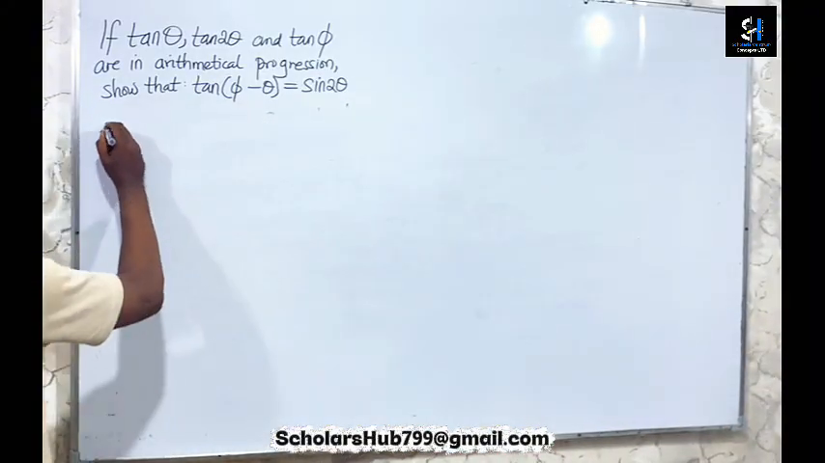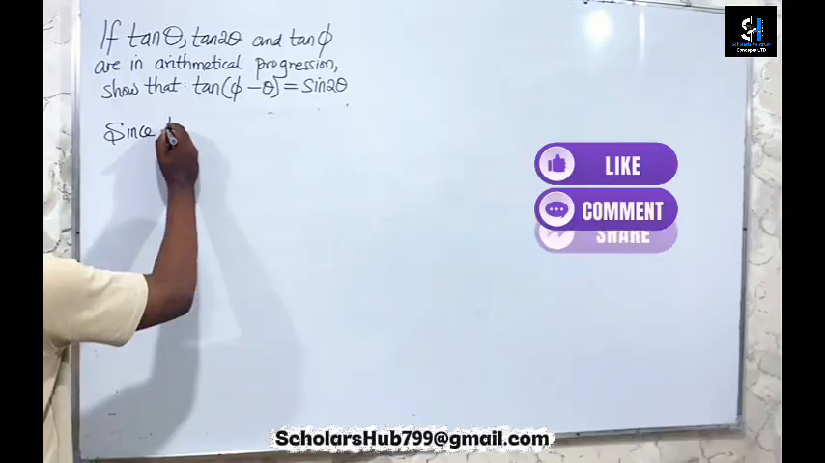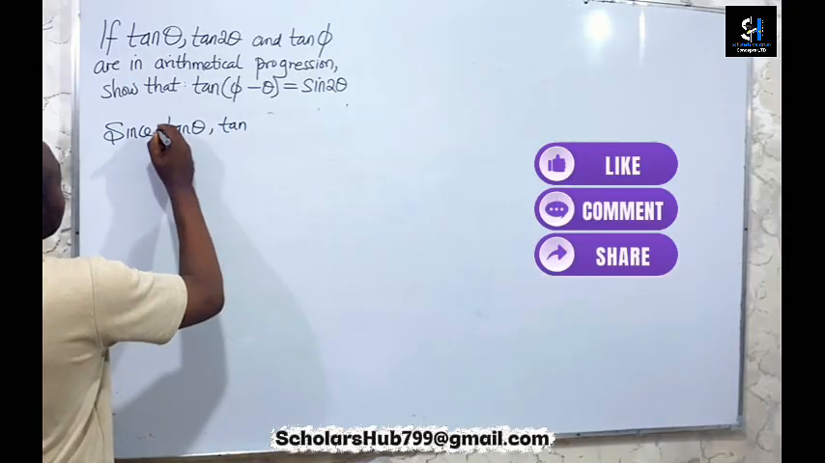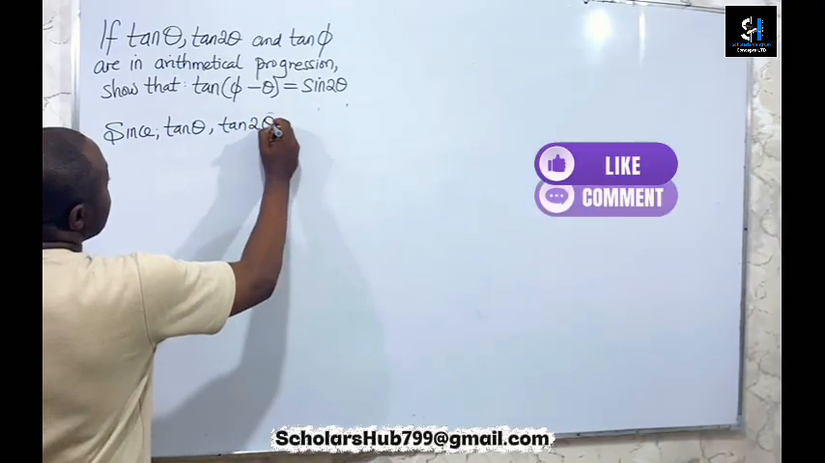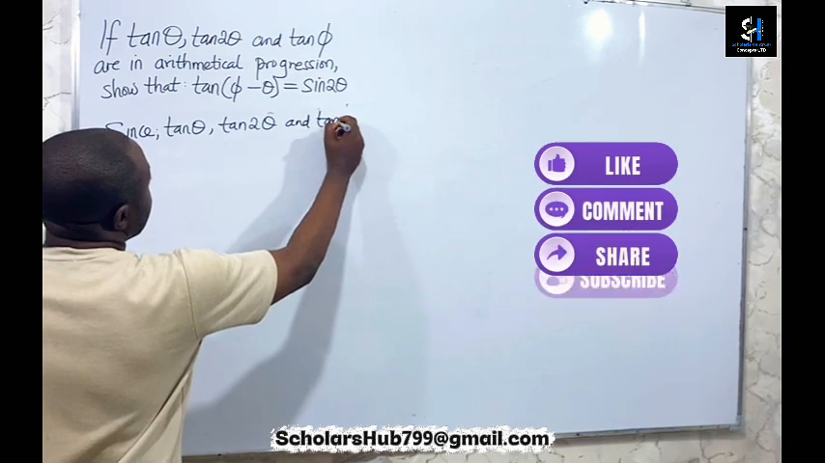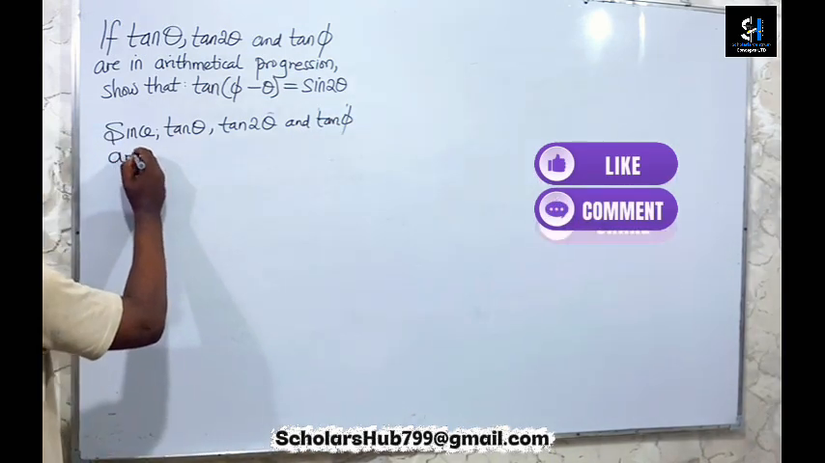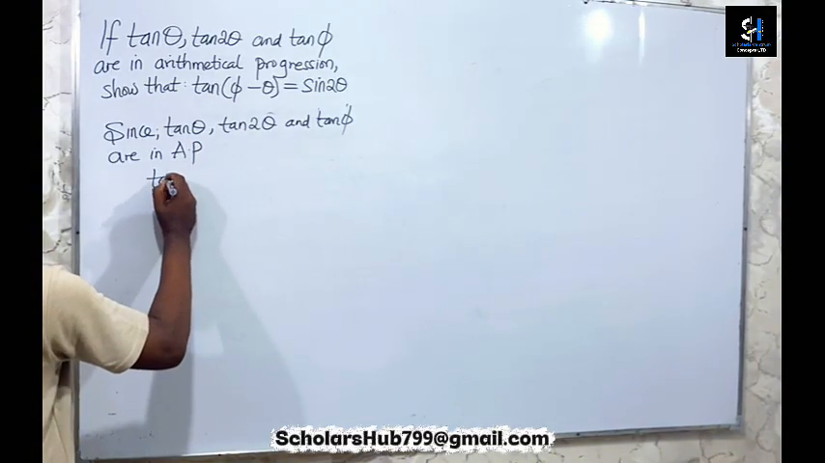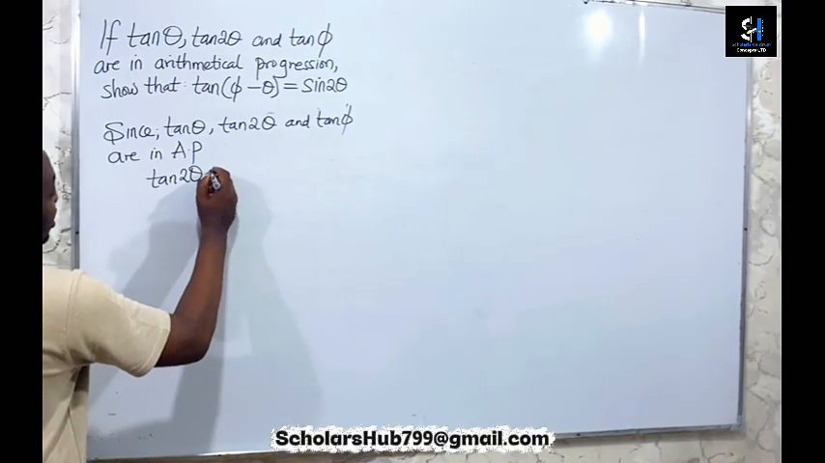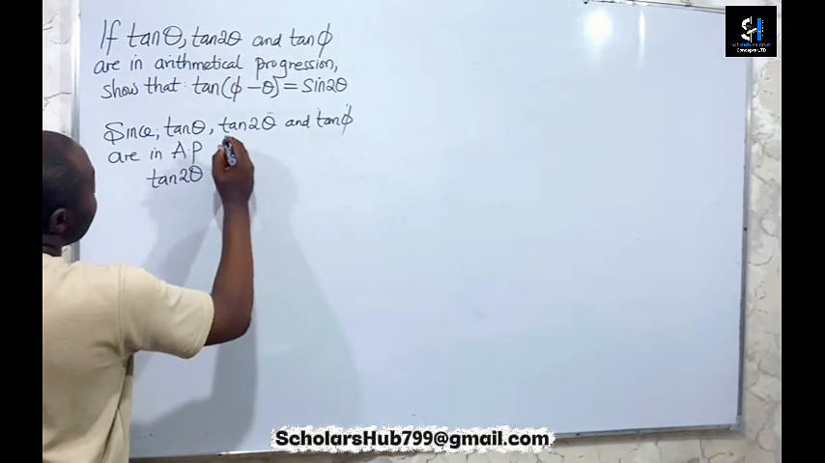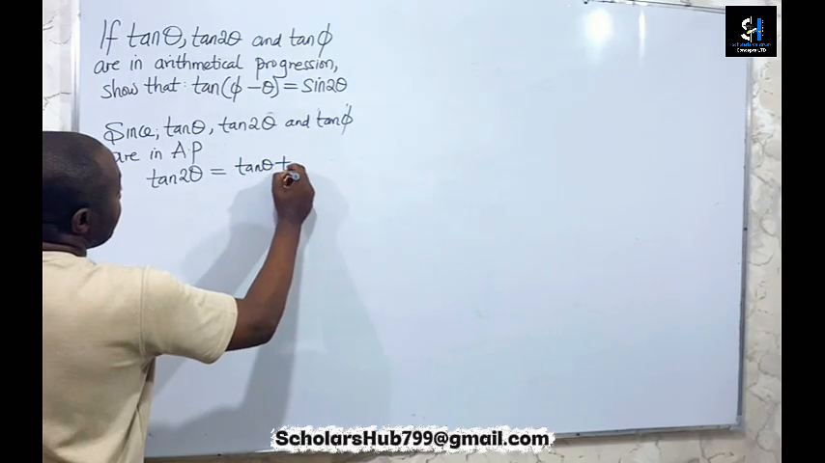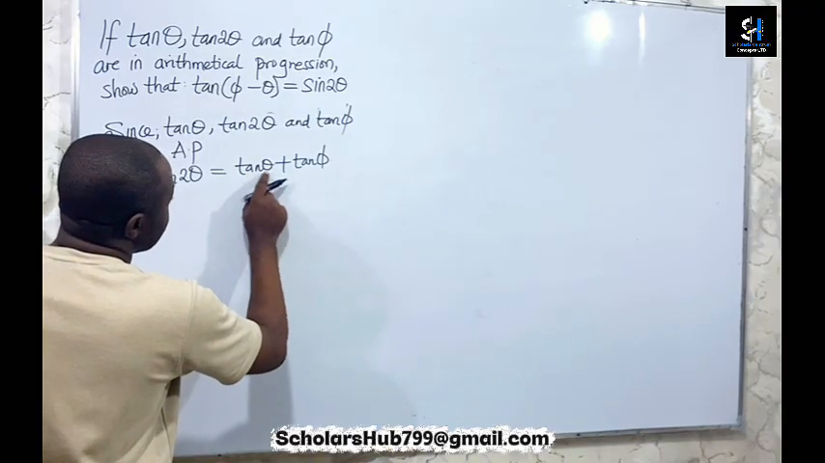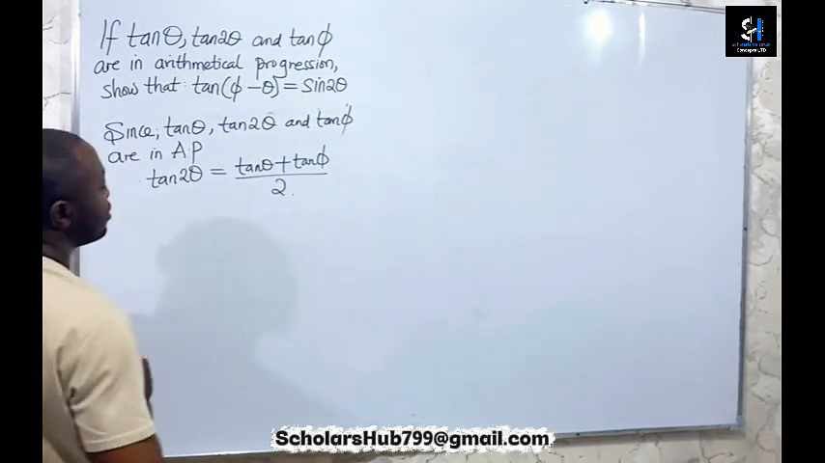That is, since tan theta, tan 2 theta, and tan phi are in AP, that is arithmetic progression, it means that tan 2 theta, which is the middle term, will be the average between tan theta and tan phi. So that will be the sum of these divided by 2.